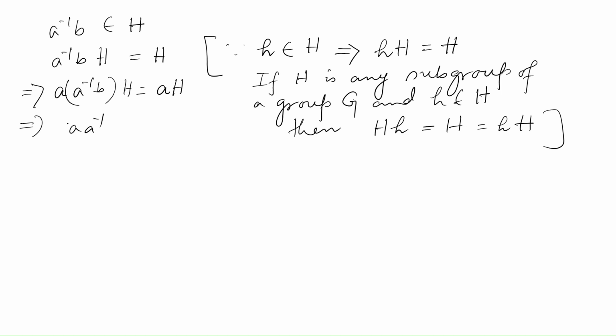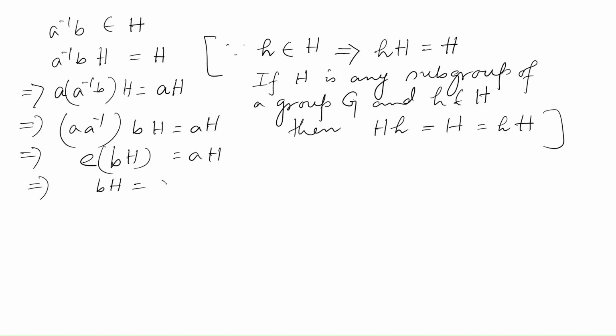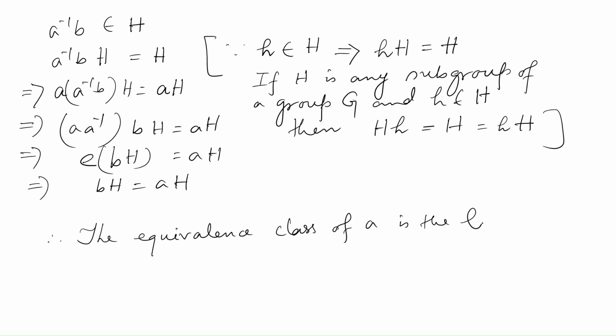Now a inverse b H is a H. a inverse is e, which belongs to H, eBH. So bH equal aH. Therefore, the equivalence class of a is the left coset aH.